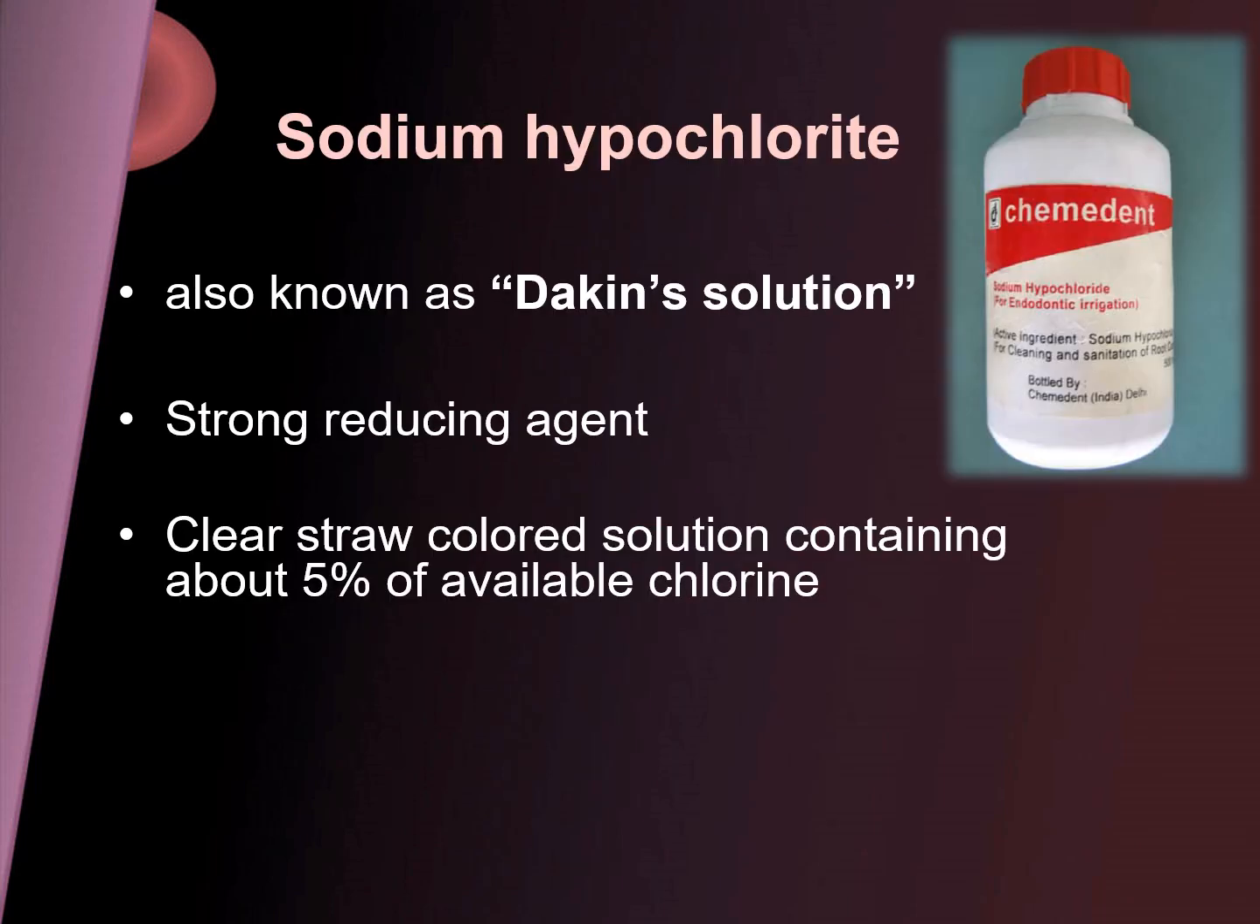The next irrigant is sodium hypochlorite. Sodium hypochlorite was first introduced during World War I by the chemist Henry Dakin for treating infected wounds. Hence, it is also known as Dakin solution. The original concentration suggested by Dakin was 0.5%, but the concentration commonly used in clinical practice is 5.25% sodium hypochlorite. It is a strong reducing agent. It is a clear, straw-colored solution containing about 5% of available chlorine. It is easily miscible with water and gets decomposed by light.